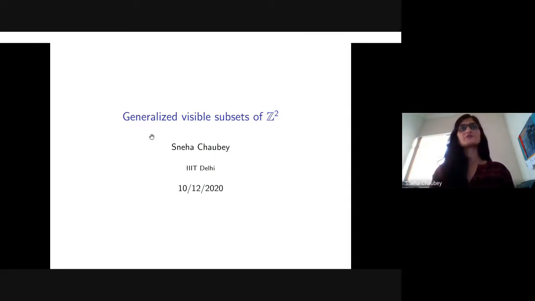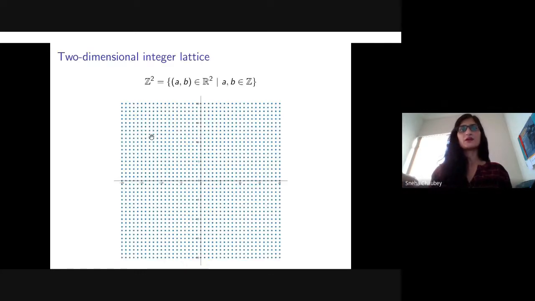So the topic is generalized visible subsets of Z2. We start with the definition of Z2. So what is Z2? Z2 is just the tuples of integers. And here I have a picture where I've just plotted all the integer points in a big square, 40 cross 40.